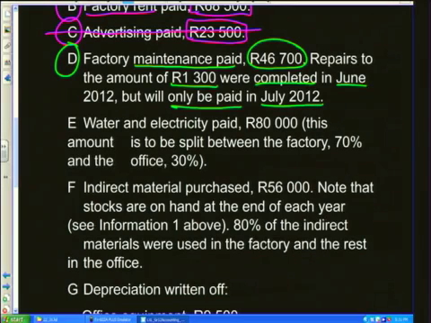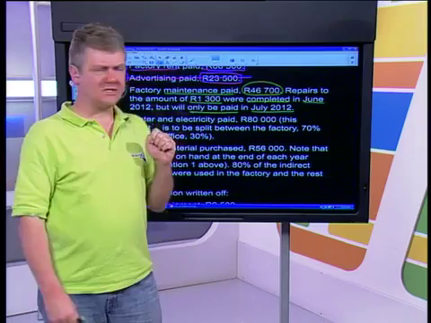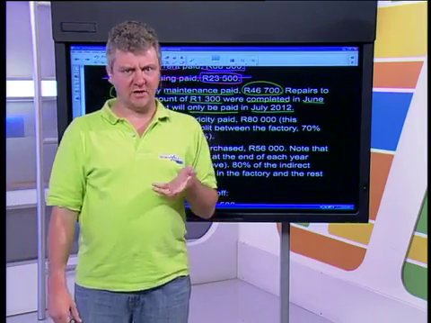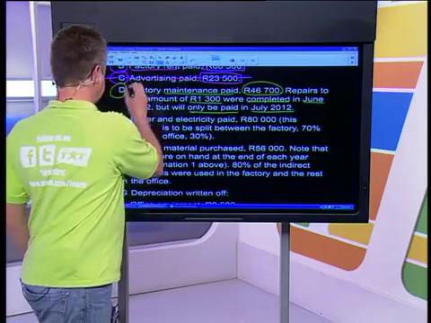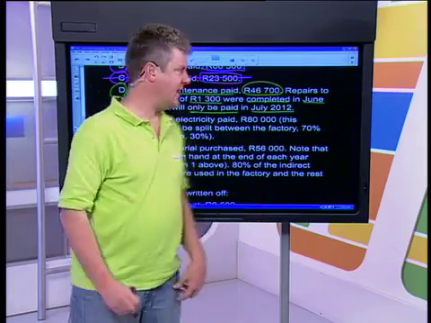So this is factory maintenance. You know what maintenance is. A factory's got many machines, it's got equipment, it's got vehicles, it's got all sorts of things that run and help you manufacture the finished product. But these items are going to develop wear and tear, they're going to need to be maintained, they're going to need to be repaired. So these two items are very definitely factory overheads. They are costs to the factory, they're necessary to keep our factory running.